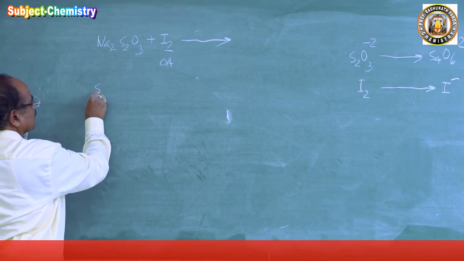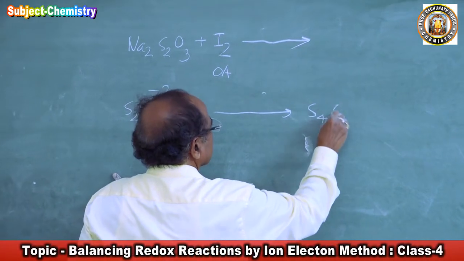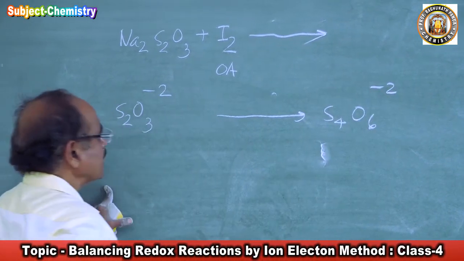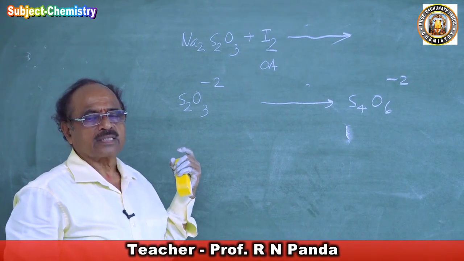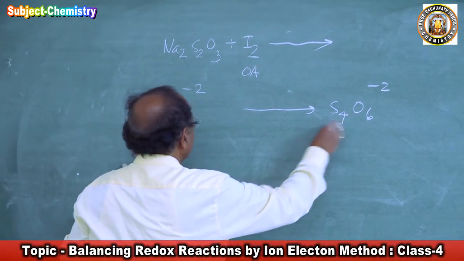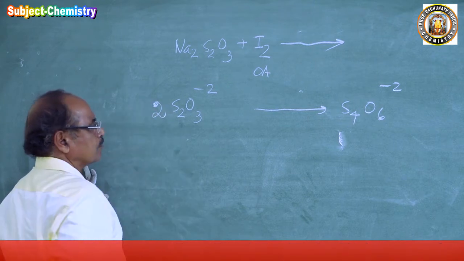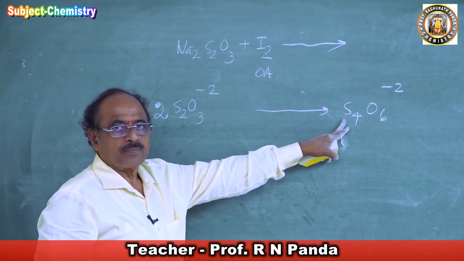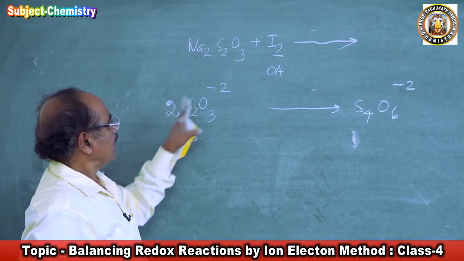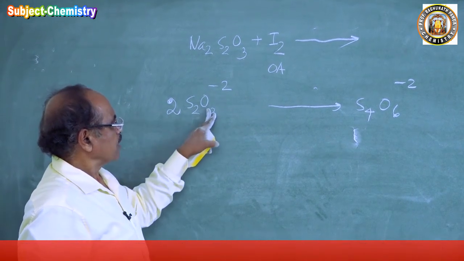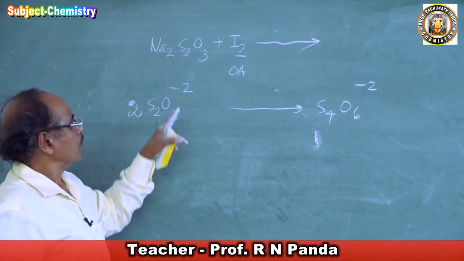Then let's first balance S2O3 minus 2 is forming S4O6 minus 2. What does the rule say? Balance the atoms other than oxygen and hydrogen. We have 2 sulfur atoms here and 4 sulfur atoms there. So we multiply this by 2. Then we have 3 into 2, 6 oxygen, and here is 6 oxygen. So oxygen are balanced. Then we will come to balance the charges.